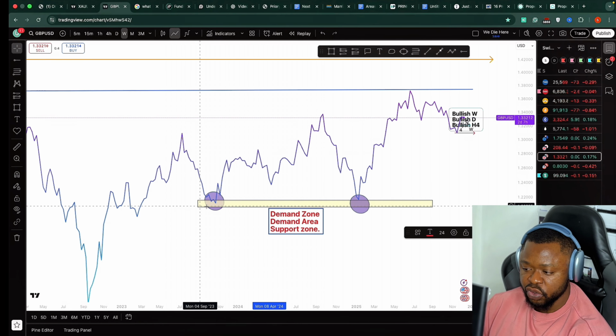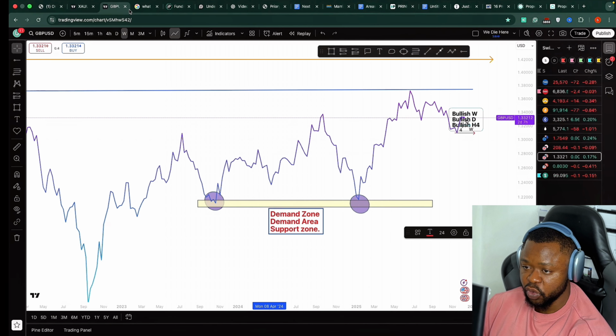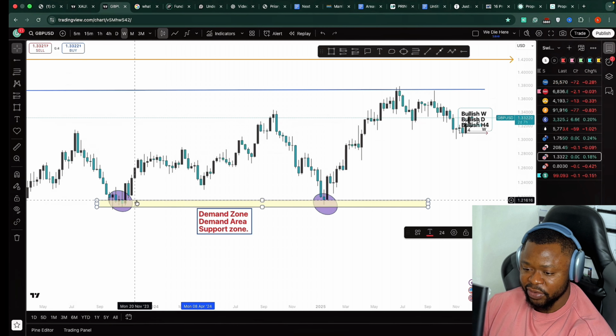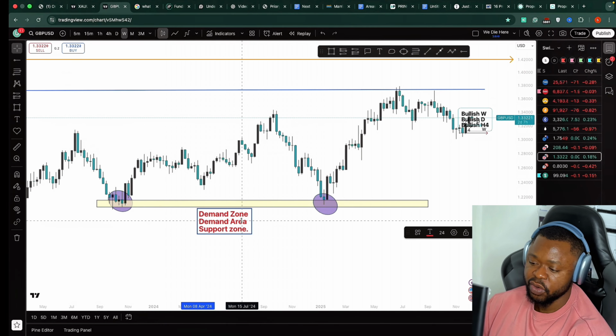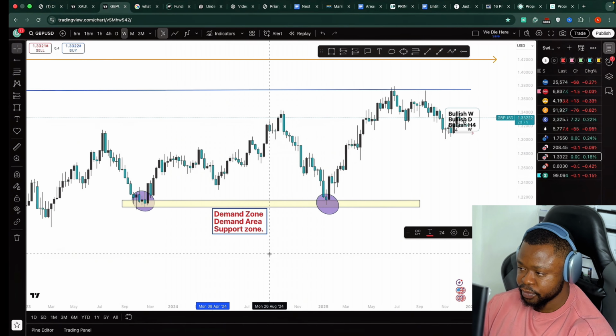So remember to always turn on your line chart. You can see how price came very, very close to this level. Now go back to your candlestick. You can now see how this zone interacting here is a clear demand zone, a support zone, a demand area where we have more buyers sitting, where we have more momentum for the buyers, where we have the imbalance shifting from the sellers to the buyers basically.